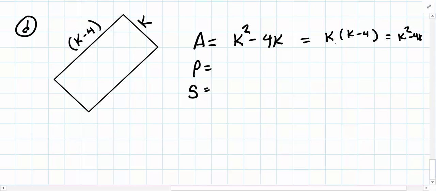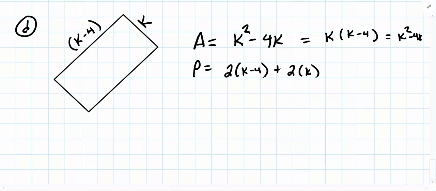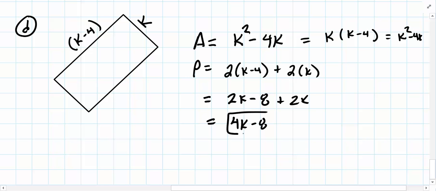So what would the perimeter be? The perimeter would be 2 times K minus 4 plus 2 times K, right? Because I have a top and a bottom and a left and a right. Does that make sense? So when we deal with algebra, it takes a little bit more thinking. So then the perimeter would have to be 2K minus 8 plus a 2K. What's 2K minus 8 plus 2K? 4K minus 8. So the perimeter is 4K minus 8. And the side lengths, or the base, is K minus 4, and the height is a K.